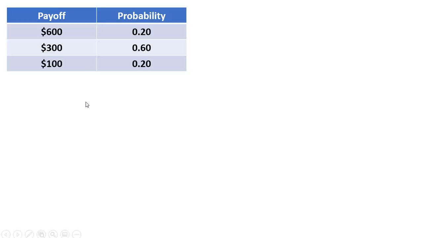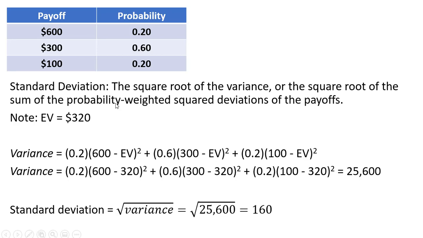Moving on to the standard deviation. The standard deviation is the square root of the variance, or the square root of the sum of the probability weighted squared deviations of the payoffs. Note here from our first slide we saw that the expected value equals 320. First, we're going to solve for the variance.